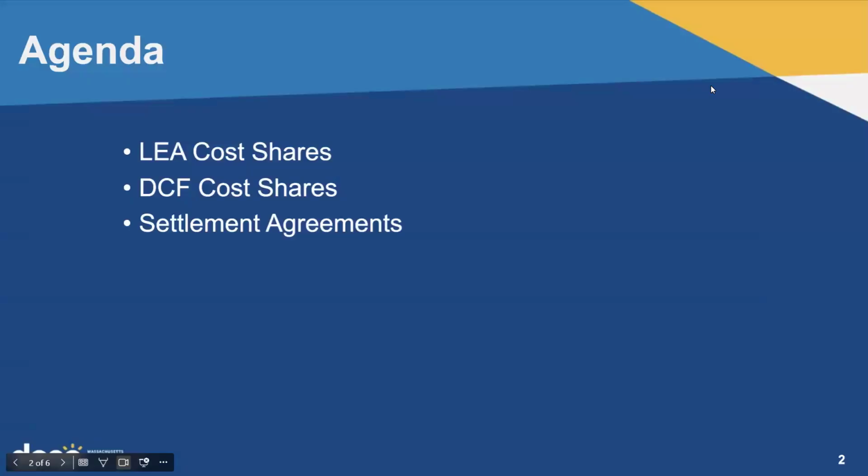We know that there are three different circumstances that a cost share could be involved with any of your placements. The first is an LEA cost share, or a cost share you may have with another district. We have DCF cost share listed here, but we also know it could be with another state agency such as DMH, so that option is built into the system. And then cost shares that are related to settlement agreements, where parents could be paying a portion of the student's placement.